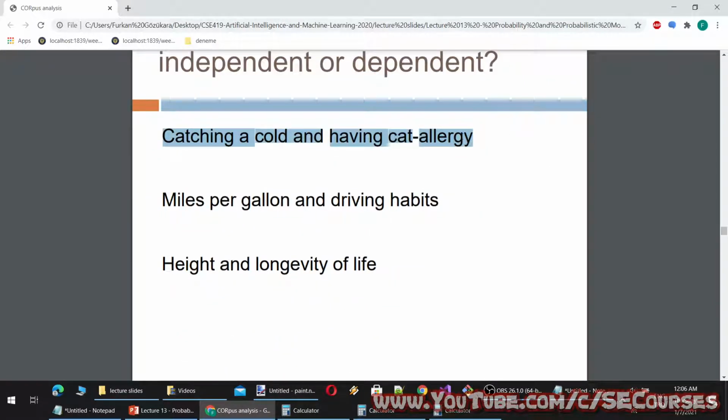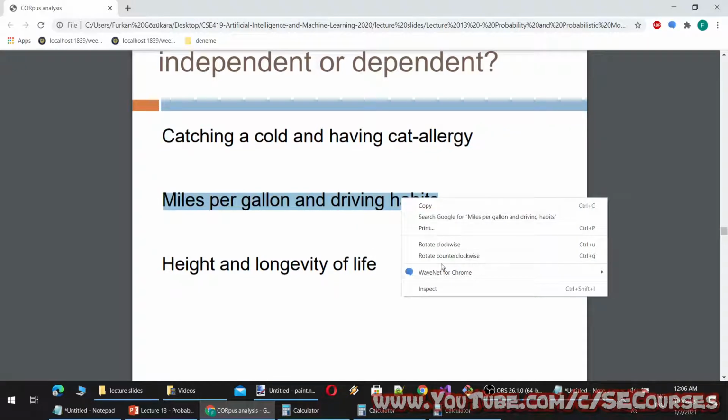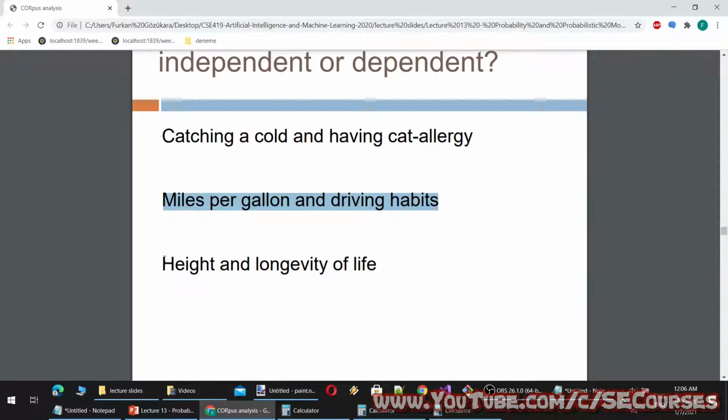Independent or dependent? Catching a cold and having cat allergy. Miles per gallon and driving habits. Okay, so this is dependent, as you can see. Depending on your driving habits, how many miles you can go per gallon changes.